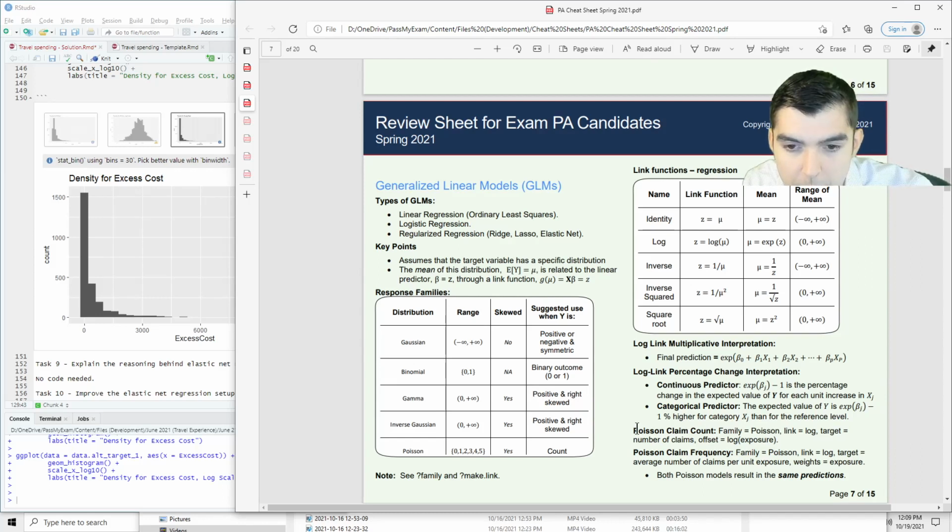So if you use the Poisson claim count, link is equal to log, target is equal to number of claims, and then offset is the log of the exposure. So in our case, exposure is number of nights. Or if we use this Poisson claim frequency, family Poisson, link is log, target is equal to average number of claims per unit exposure. Weights are equal to exposure.